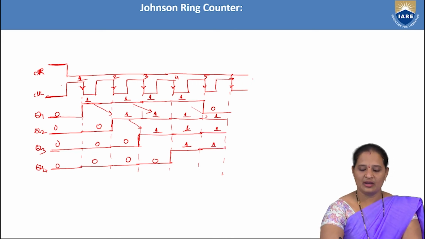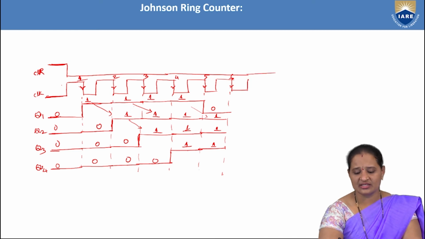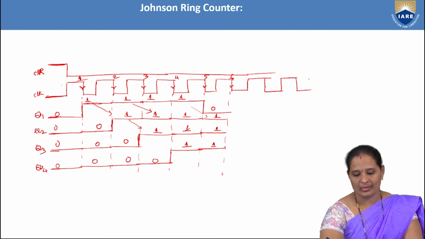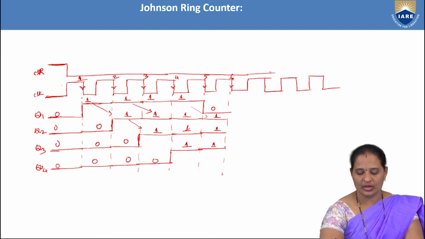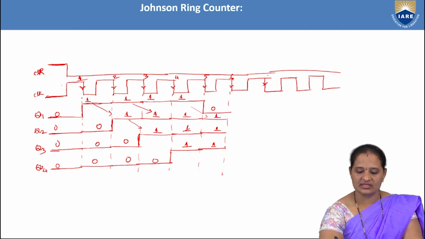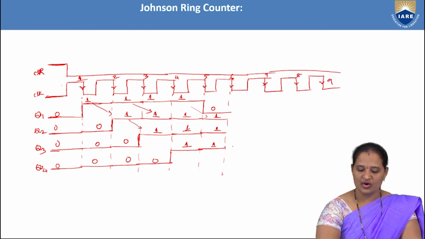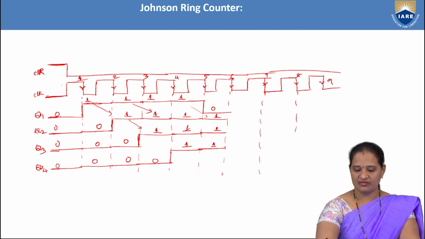And now let us consider 8 pulses here. Let us consider this is the 7th one, this is the 8th and this is the 9th. Now what happens? Let us consider this negative edge of the clock.